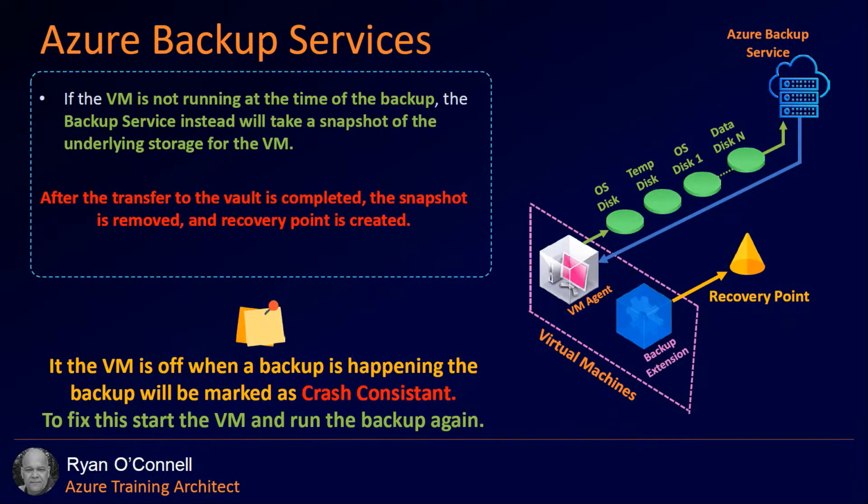After the transfer to the vault is completed, the snapshot is removed and the recovery point is created. If the VM is off when the backup is happening, the backup will be marked as crash consistent. To fix this, start the VM and run the backup job again, and I'll show you this in the lab.